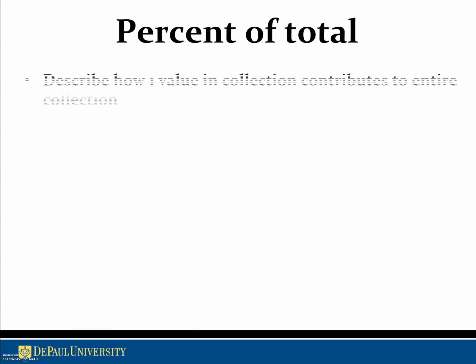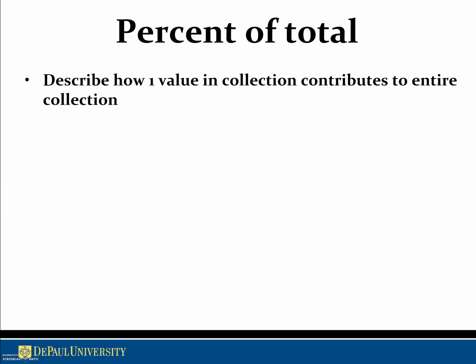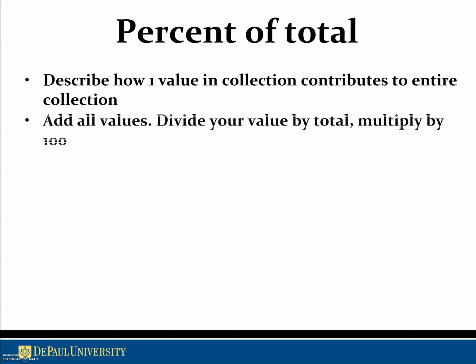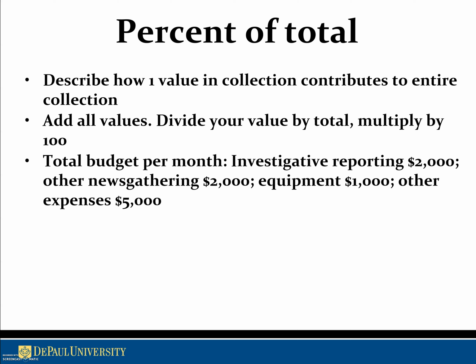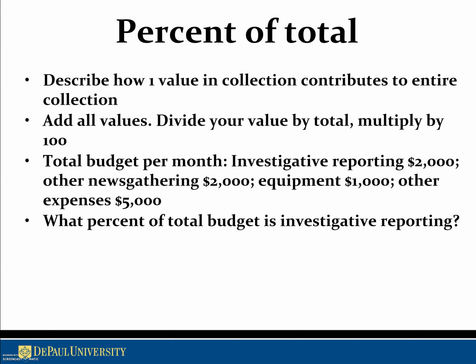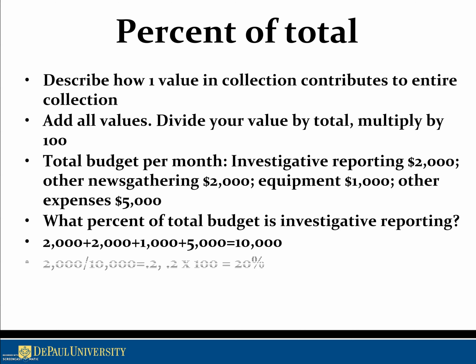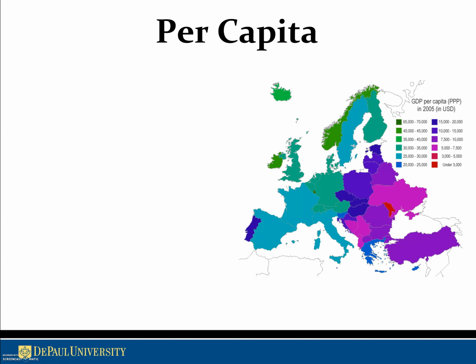We'll also do percentage of the total, and that's how one value in a collection contributes to the entire collection. So you add all the values, you divide by the total, then multiply by 100. So for example, if you're looking at a budget, 2,000 here, 2,000 there, 1,000 there, 5,000 there, what's the percent of the total budget for one of those pieces? We add it all up, we divide, we see for investigative reporting, it's 20%.